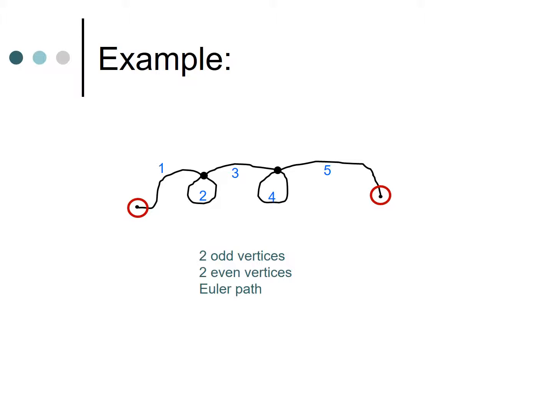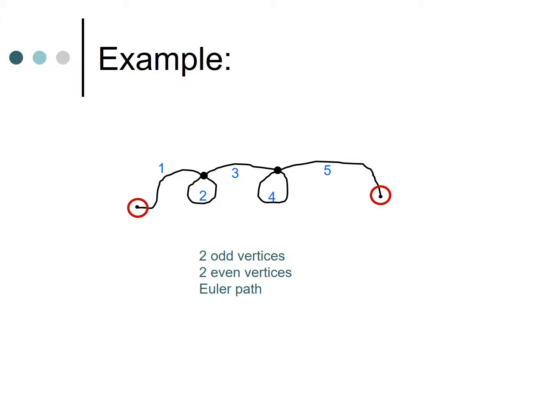This is obviously a path, but all of the odd vertices are circled. That's what the red is. And simply the list then shows there's 2 odd vertices, there's 2 even vertices, and it's an Euler path. So it's not too hard to do.